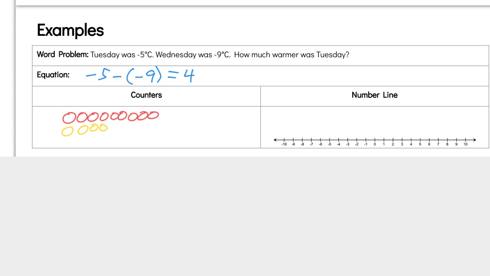On a number line, it would look like this. I would start at -9, and I would add 1, 2, 3, 4 to get to -5. There's my answer right there.